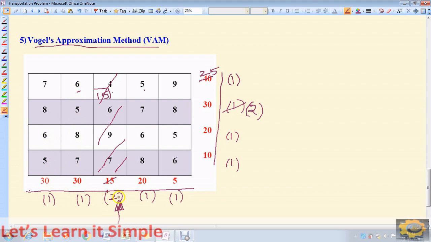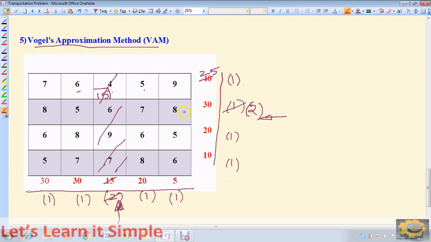Third column has been struck off. Fourth column, 5 and 6, 1 here. Fifth column, 5 and 6, 1 here. So now if you look at the penalties, 1, 2, 1, 1 row-wise and 1, 1, 1, 1 column-wise. Therefore the greatest penalty corresponds to the second row. I need to move along that row. Earlier it was a column, now it is a row, the second row with the greatest penalty.